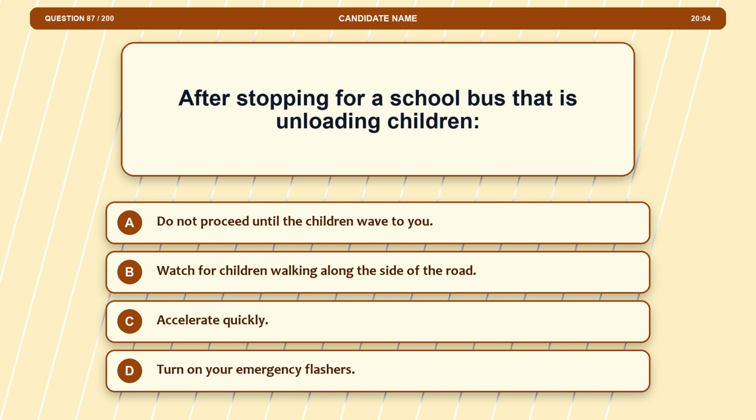Question 87. After stopping for a school bus that is unloading children. Option A, do not proceed until the children wave to you. Option B, watch for children walking along the side of the road. Option C, accelerate quickly. Option D, turn on your emergency flashers.